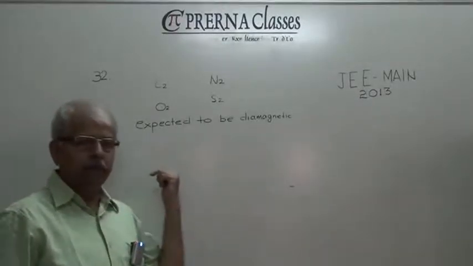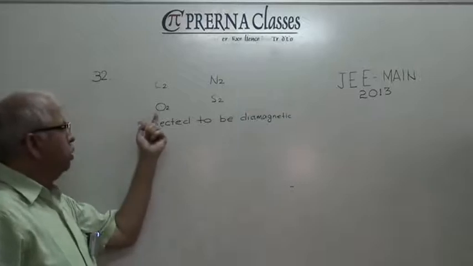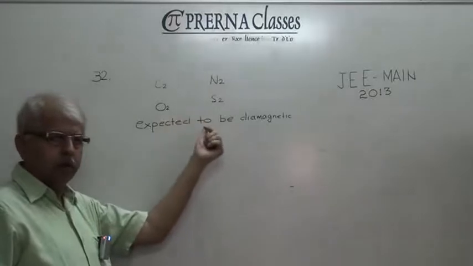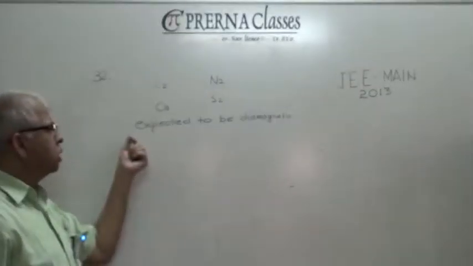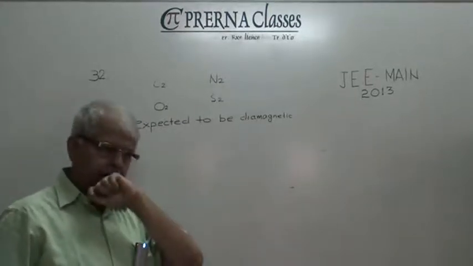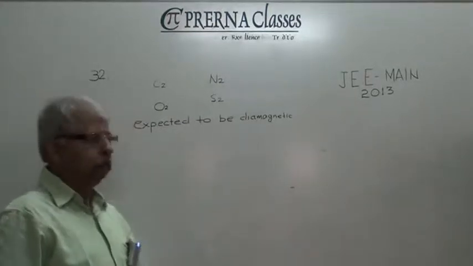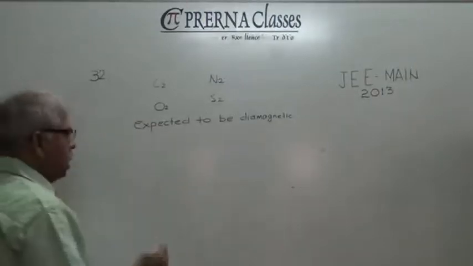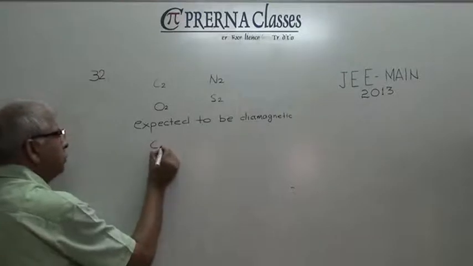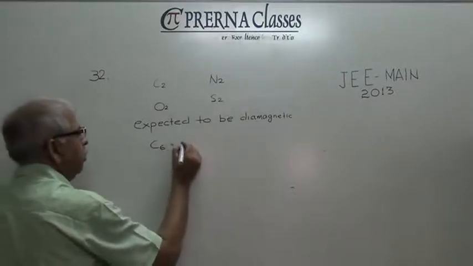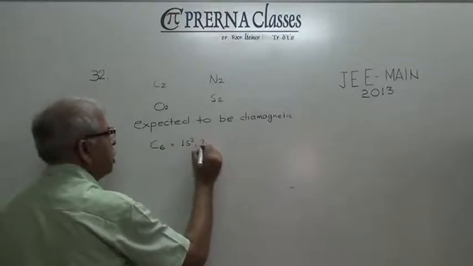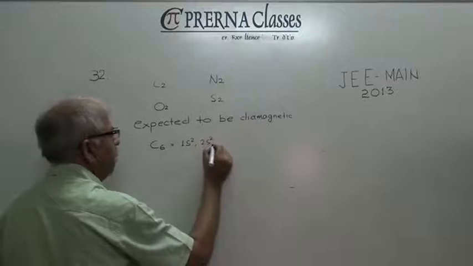The second question, you have C2, N2, O2 and S2. And the question is, which of the following is expected to be diamagnetic? Now, if I concentrate on the first, there is carbon. Carbon, that is, you have 1s2, 2s2 and 2p2.